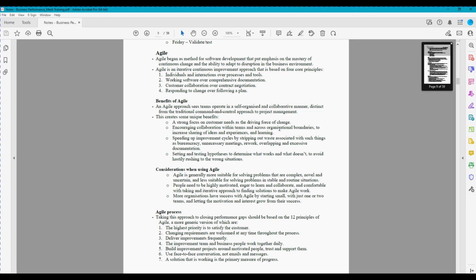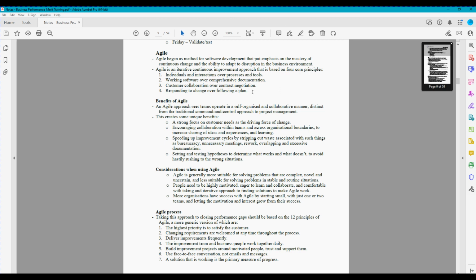So it's based on 4 core principles. Number 1, individuals and interactions over processes and tools. Number 2, working software over comprehensive documentation. So it's about focusing on the software rather than spending time creating all these PDFs explaining how it works. It's like, let's go out and actually build something and be agile. Number 3, customer collaboration over contract negotiation. Number 4, responding to change over following a plan, because plans change over time, particularly as disruption happens. So we need to be able to be very agile and adapt to it over time.